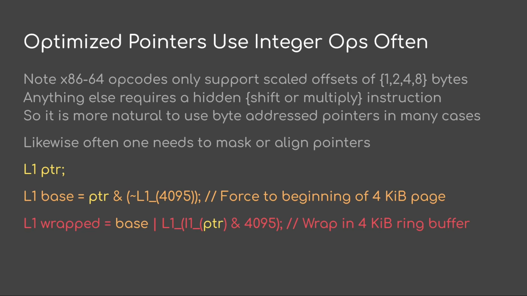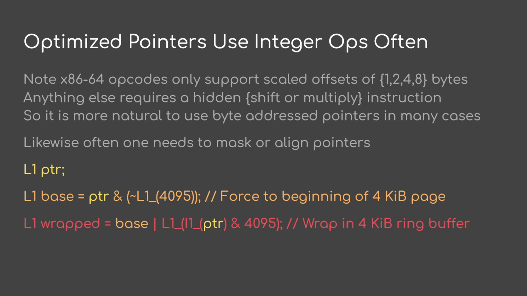So for optimized pointers, I am using integer ops often, and I need to work with the original 64-bit pointer. Also note that in x86-64, opcodes only support scale offsets of 1, 2, 4, and 8 bytes. Anything else requires a hidden shifter multiply. I would like to avoid the shifter multiply when possible. I don't necessarily trust the compiler to do the right thing in optimization. It's better just to do it explicitly in the code.